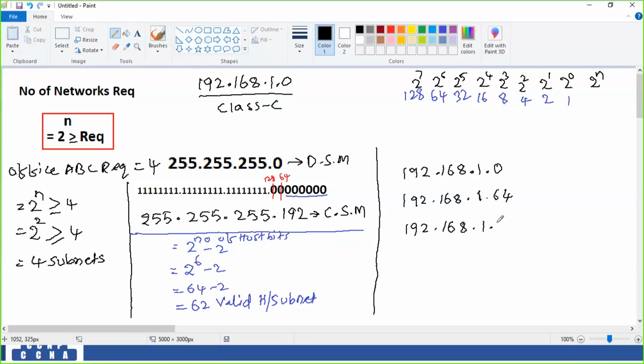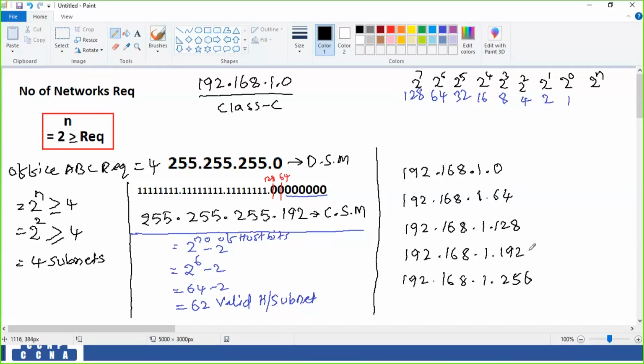192.168.1.0 plus 64 gives 128. So you keep on adding 64, the magic number, the least converted bit. You add 64 multiple times until you get an invalid IP address. 192.168.1.192 plus 64 gives 256. 256 is invalid, so stop here.